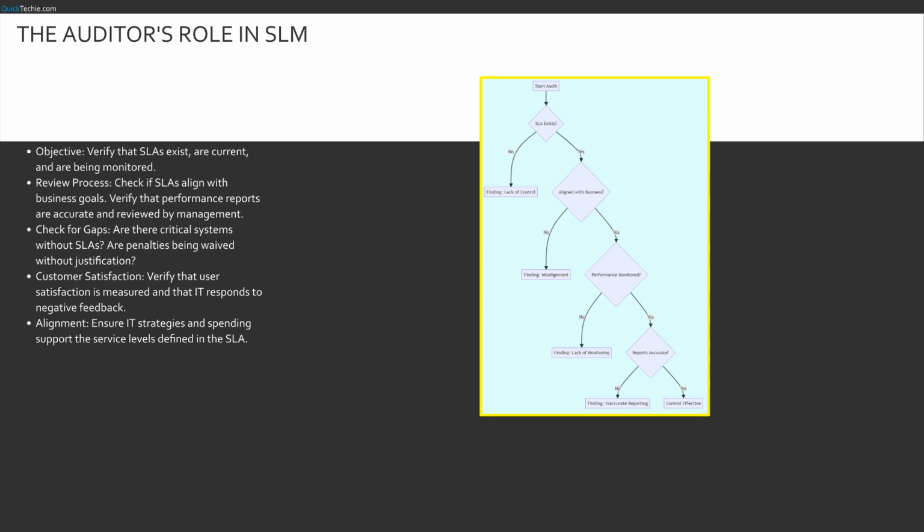We look for gaps. Are we paying full price for a vendor who constantly misses targets? We also check customer satisfaction. Does the green dashboard match the red anger of the users? Ultimately, we ensure that the IT strategy and budget align with the promises made in the SLA.